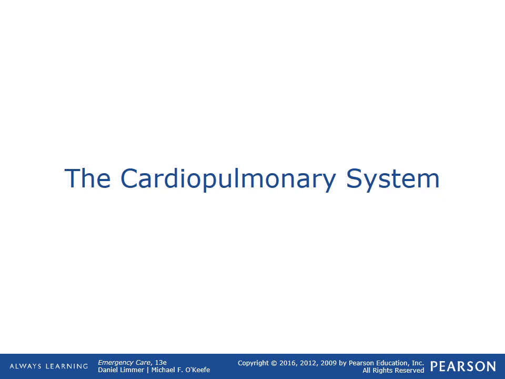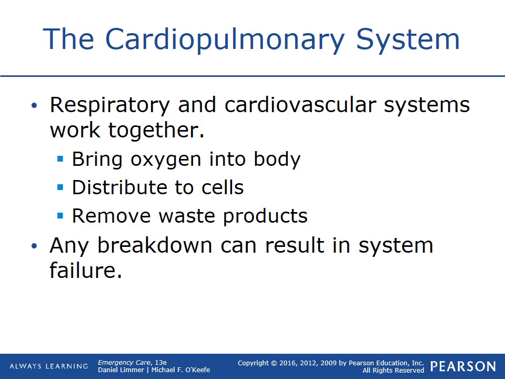Okay, so the cardiopulmonary system and how that relates to our pathophysiology. The cardiopulmonary system is the respiratory and cardiovascular systems working together. Their purpose is to bring oxygen into the body, distribute it to the cells, and then remove the waste product. Remember what the waste product is? It's carbon dioxide. All right. Any breakdown in the cardiopulmonary system can result in system failure.